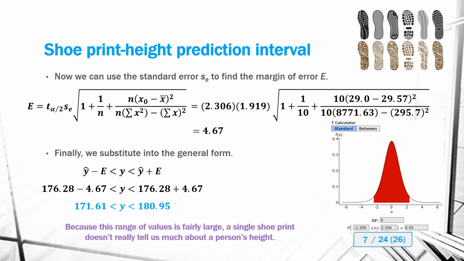This is a fairly large range of values for height. So a single shoe print doesn't really tell us much about a person's height, because we can't really narrow it down to something that's actually useful. It's a difference of almost 10 centimeters. That's pretty considerable. So this doesn't really tell us a whole lot about a person's height. We need something that gives us a tighter range of values in order to make a very useful prediction from it.